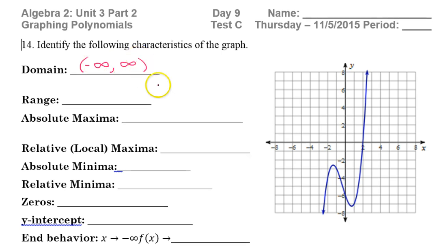Alright, which is very common. Negative infinity always comes first. All intervals will be written from least to greatest, so negative infinity to positive infinity.